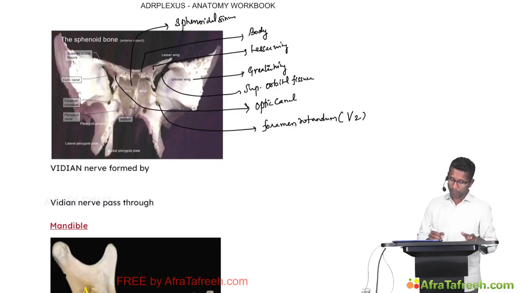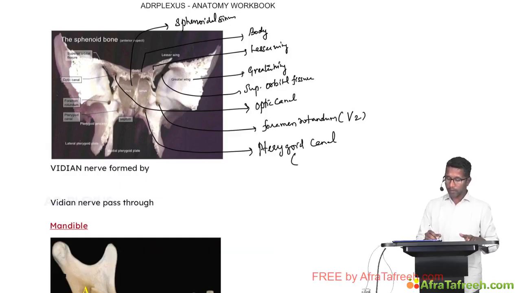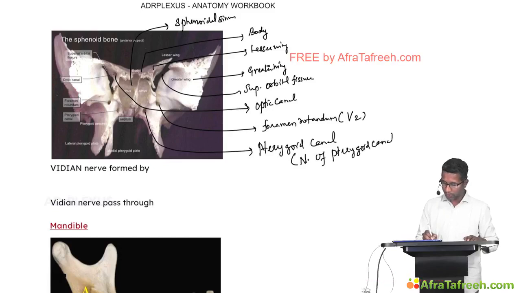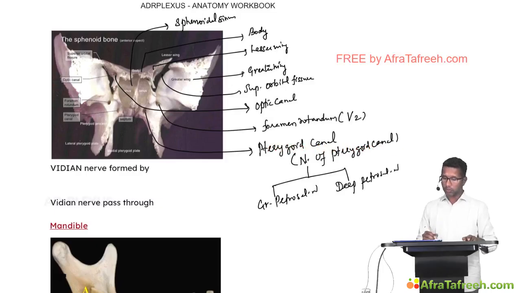Now if you see below the foramen rotundum, you have this canal. This canal is called the pterygoid canal. The pterygoid canal transmits the nerve of the pterygoid canal. How is this nerve of the pterygoid canal formed? It is formed by two nerves. One is called the greater petrosal nerve, and another one is called the deep petrosal nerve.